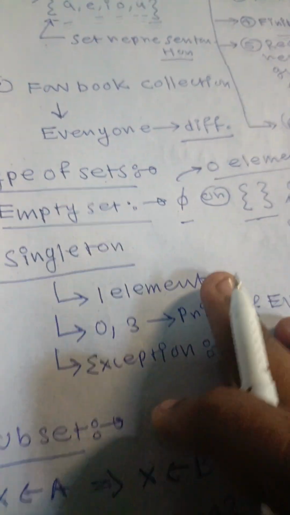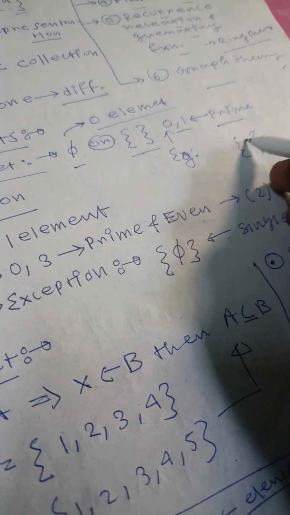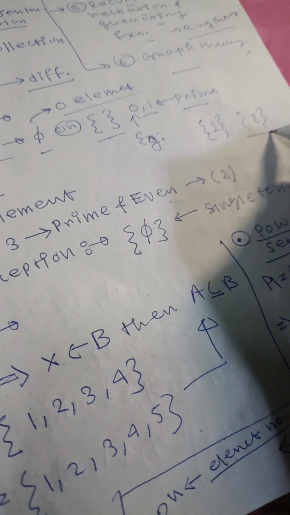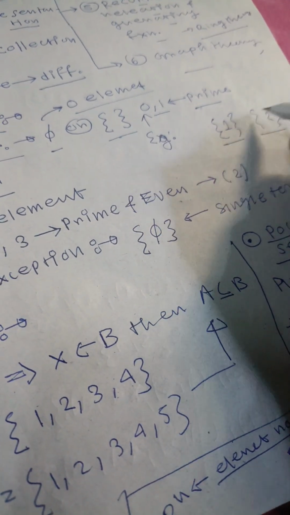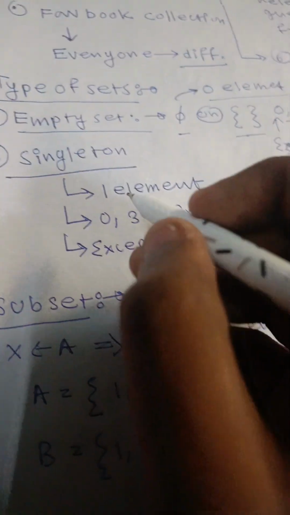There is singleton. If in a set there is only one element present, if we write 1 or if we write 2 here, it is singleton because in the set representation there is only one element present, so that is singleton, or one element present in a set.